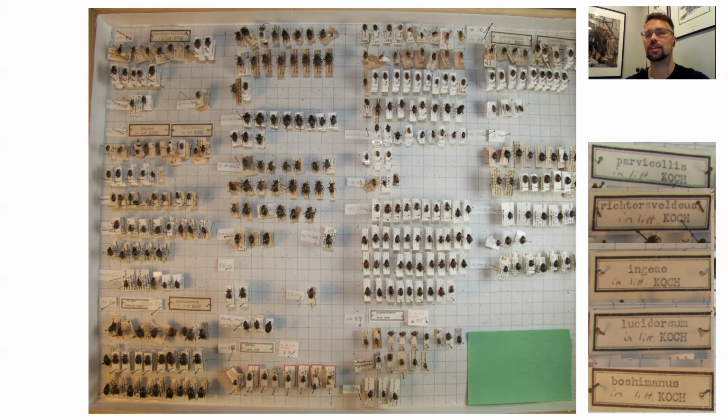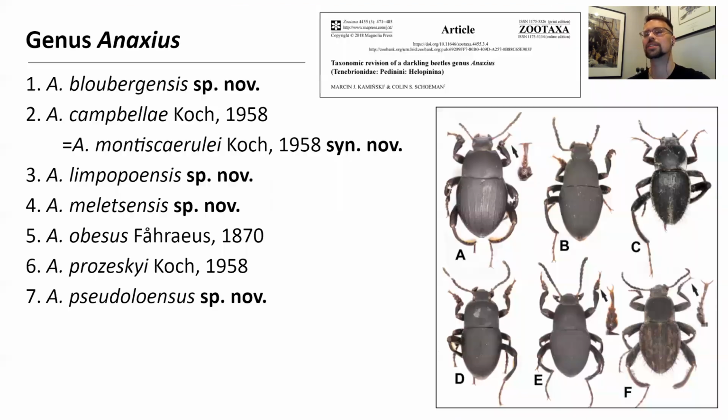And besides this, there are about 10 drawers of unsorted Helopinina specimens, which were collected by the museum personnel after 1958. So immediately I wanted to put this material to the test. I used my free weekend during one of my visits to revise the genus Anaxius. It was just cherry picking, as this genus is highly apomorphic and its representatives can be easily sorted out even microscopically from the other Helopinina.